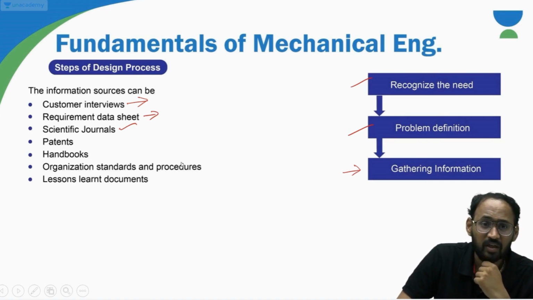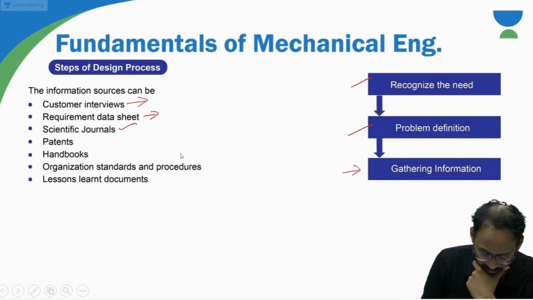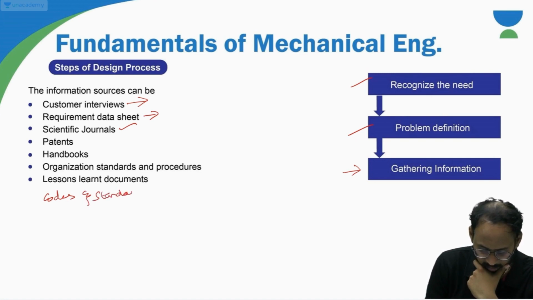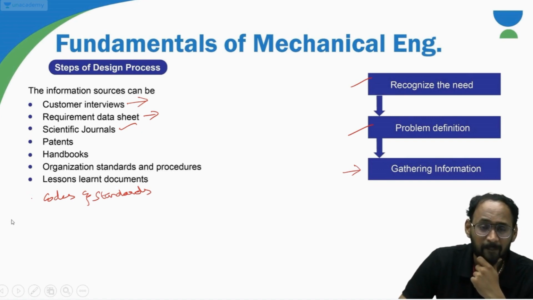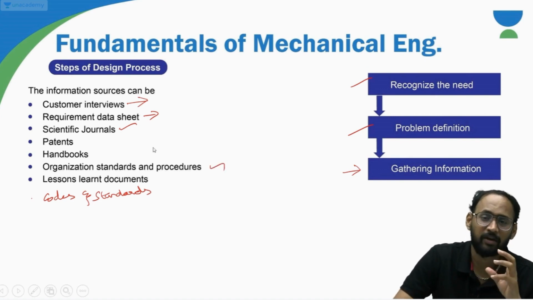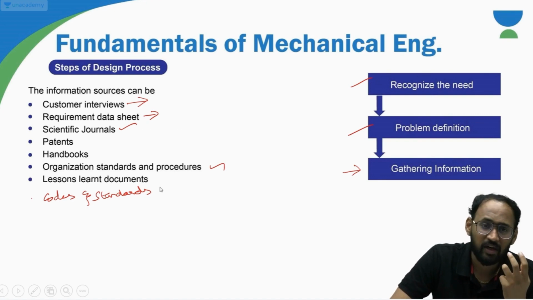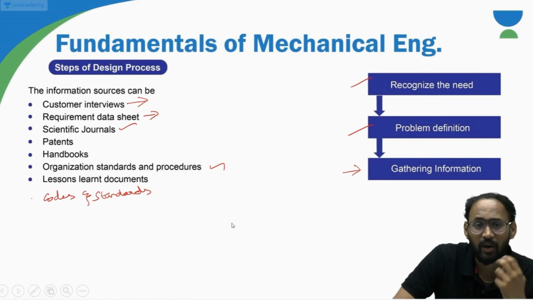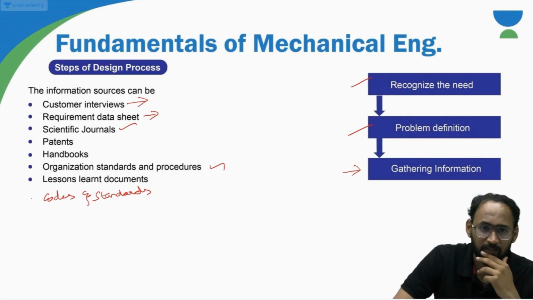Of course, there is one more thing, which is not mentioned here: codes and standards. You also get information from the codes and standards, from national or international bodies, and organizational standards and procedures. Say, for example, your organization would have a particular way of doing a project, so they may have their own standards and procedures to execute the project. So you also try to understand what it is.